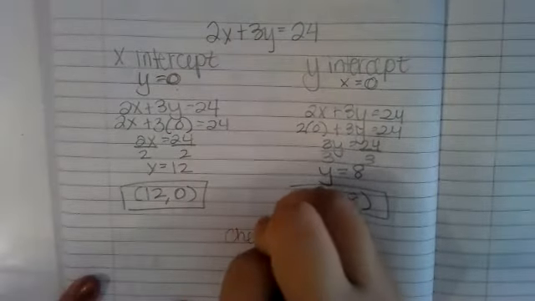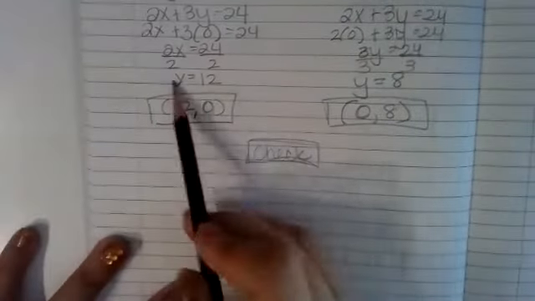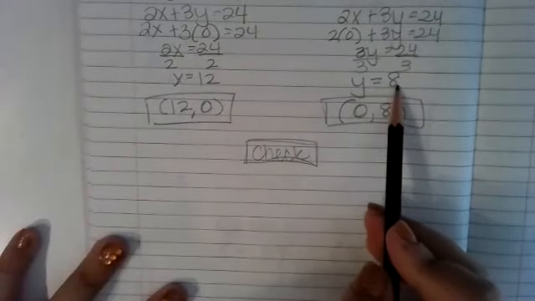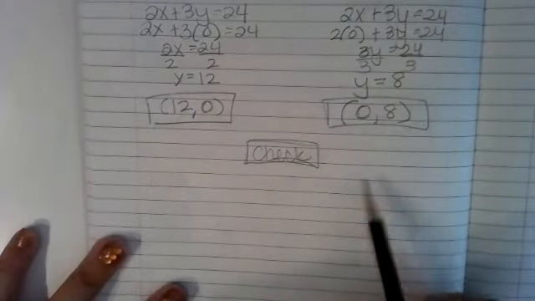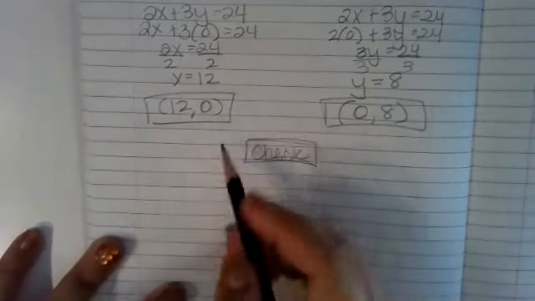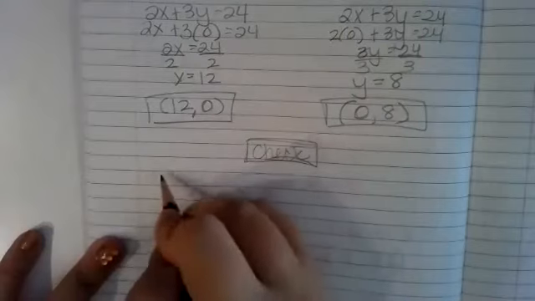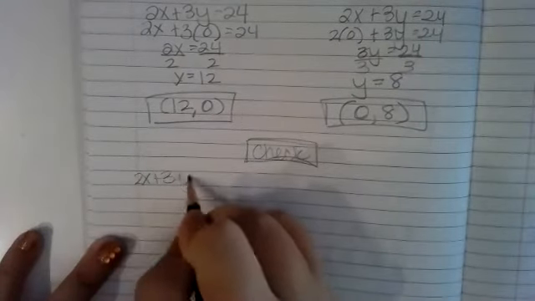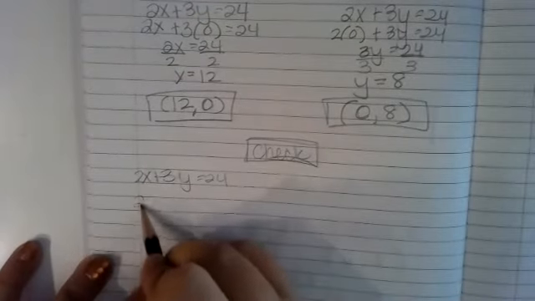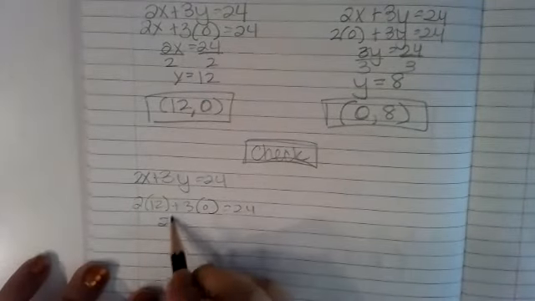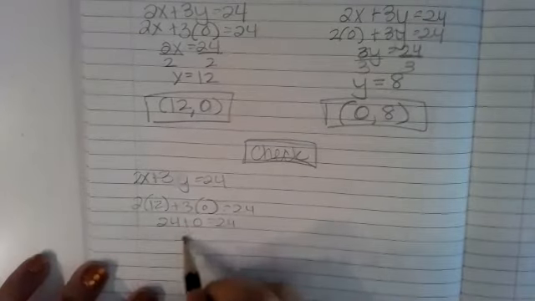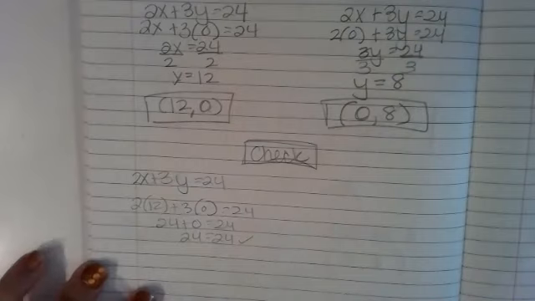Now, it's always nice to do a check to make sure that our math is correct, right? That should be a standard thing that we do. So here I have x equals 12, and here I have y equals 8. So if you substitute those in, then we would be checking to make sure that they work. So this one here is 12 comma 0. So I have 2x plus 3y equals 24. So this would be 2 times 12 plus 3 times 0 equals 24. This is 24 plus 0 equals 24. 24 equals 24. So my math is correct there.